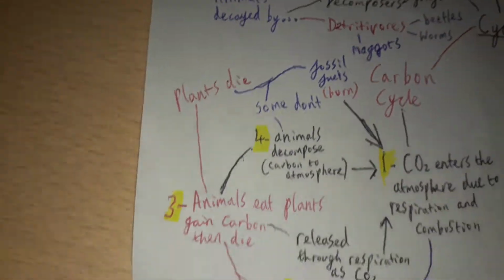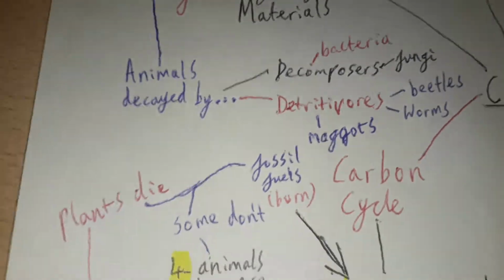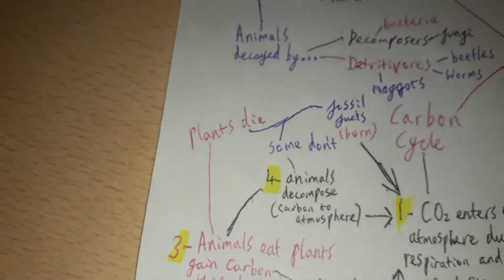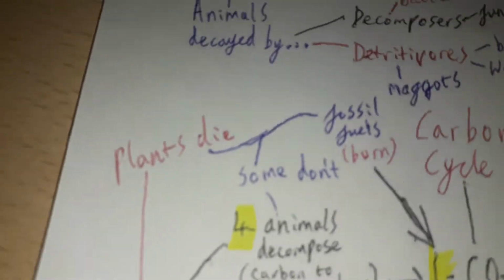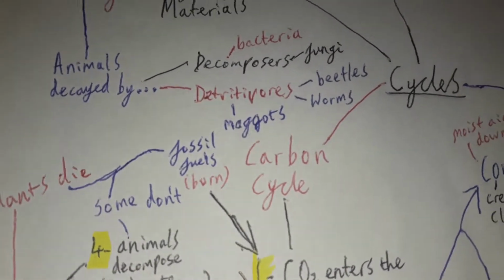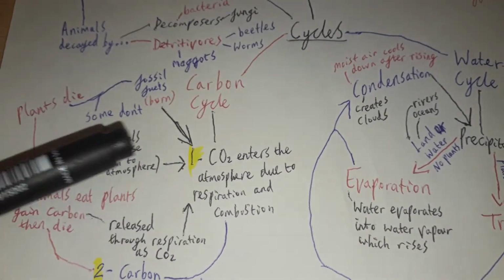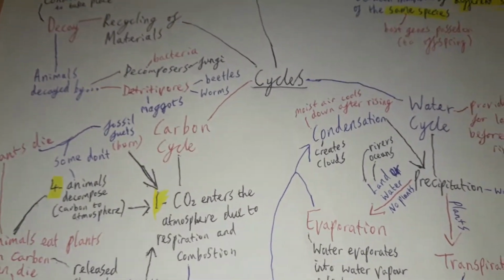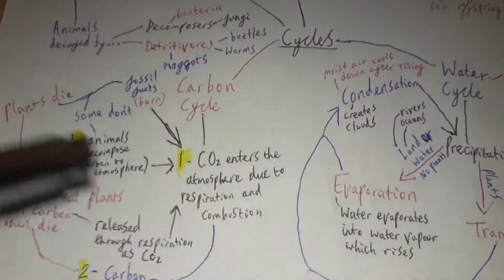Next, what happens if some don't decompose? Well, they get turned into fossil fuels. Fossil fuels get burned. Also, when plants die, they also get turned into fossil fuels and get burned as well. So this creates more CO2 as well. Whatever happens, it'll always turn into CO2 one way or another, which is intriguing. So it will always restart the cycle.